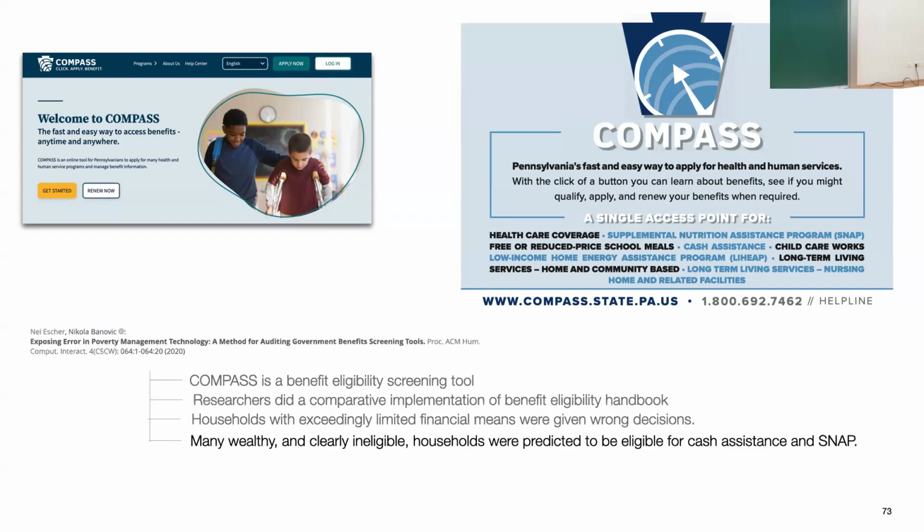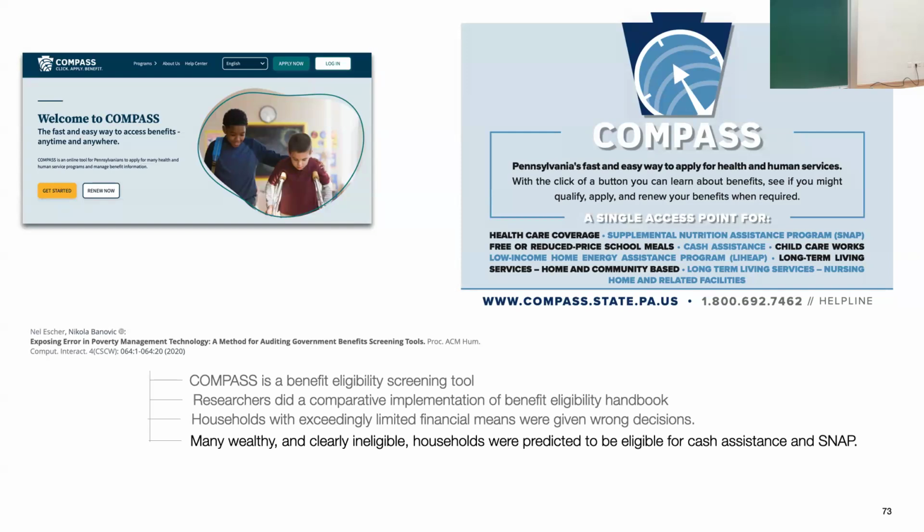So in particular, our colleagues from, I think it was Michigan, Nel and Nicola, they looked into this particular system and they found a bunch of errors in this benefit screening tool. Right, so they did a comparative implementation. They looked into the benefit eligibility handbook and made their own software. And they would look at their own software, search for interesting extreme cases, try them out on the government system, and then verified that they were indeed giving the wrong decisions.